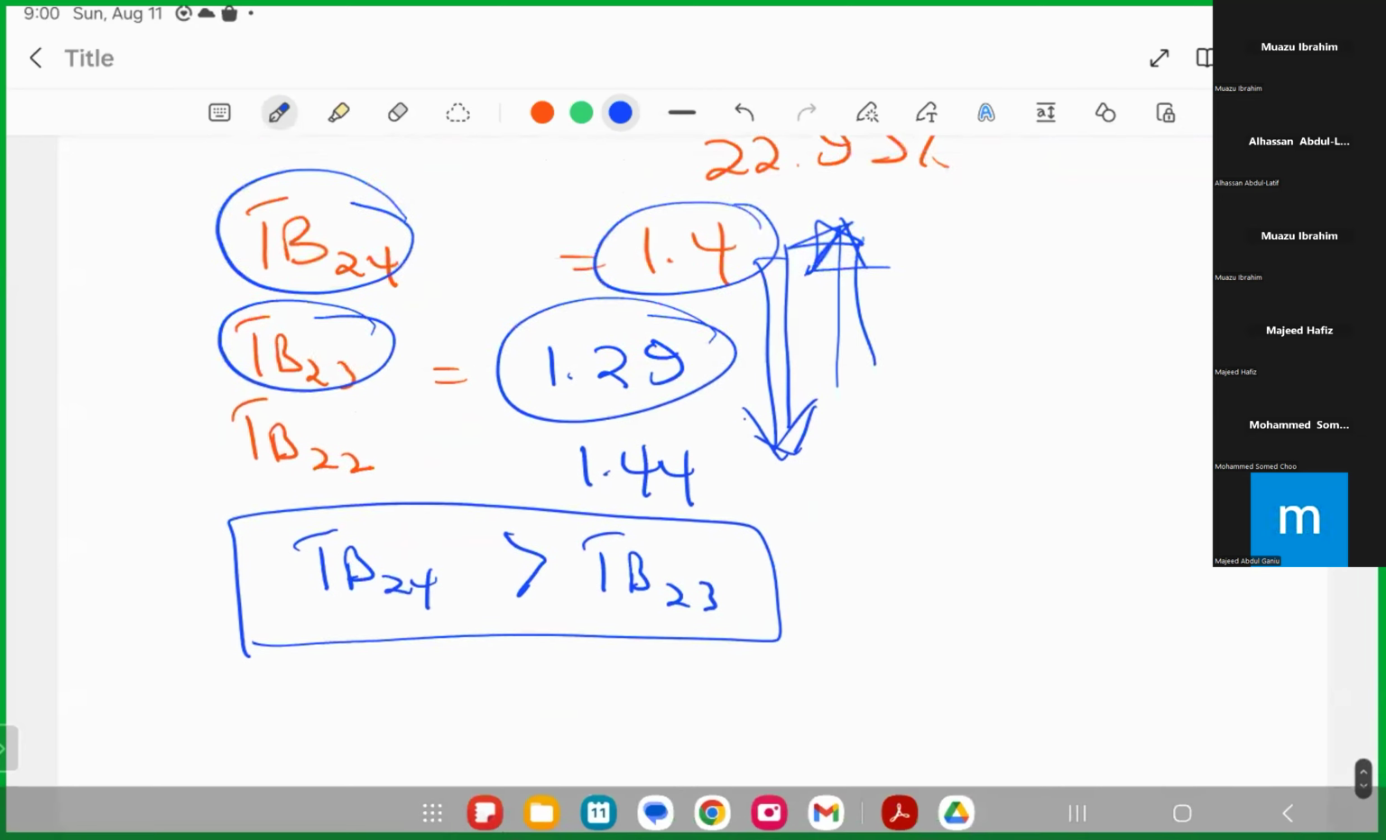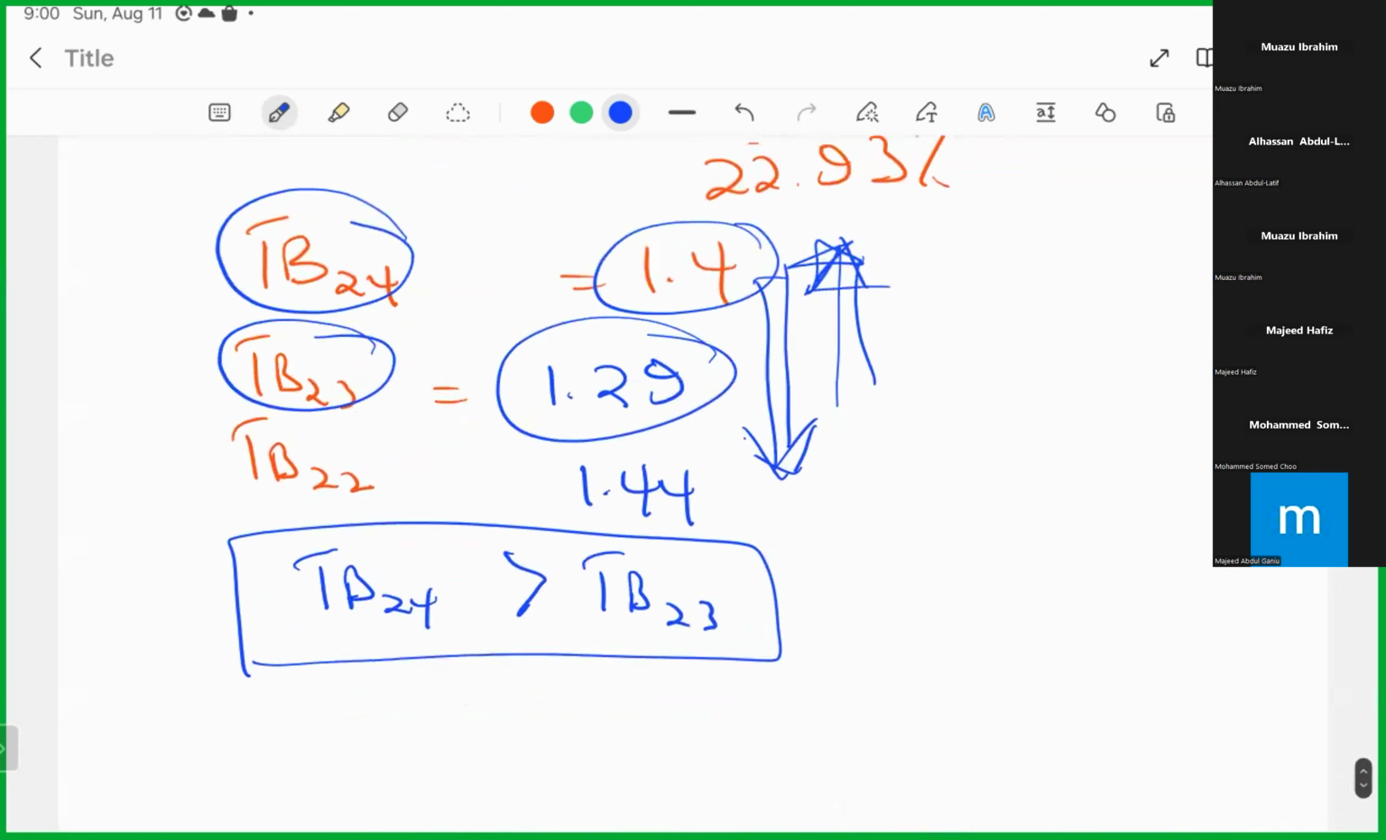Okay, yes, I'm listening. Doc, you said tax buoyancy in 2024 is greater than tax buoyancy in 2023. And when you look at it, tax buoyancy in 2024 is 1.4, and that of 2023 is 1.29. So I'm confused as to how 1.4 will be greater than 1.29.